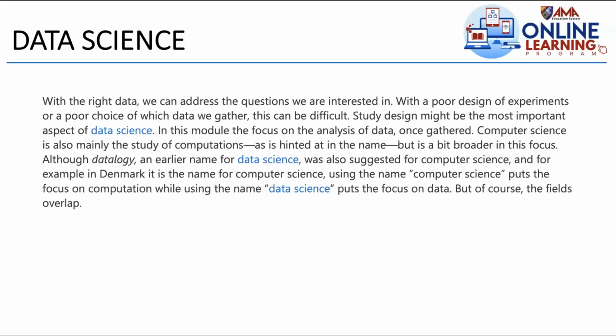An earlier name for data science was also suggested for computer science. For example, in Denmark, it's the name for computer science. Using the name computer science puts the focus on computation, while using the name data science puts the focus on the data. That's why you can see the difference. Computer science, the focus is computation, but data science focuses on data. But we can talk of computational data. Data can be quantitative data or qualitative data. Of course the fields overlap, but they are not exactly the same.